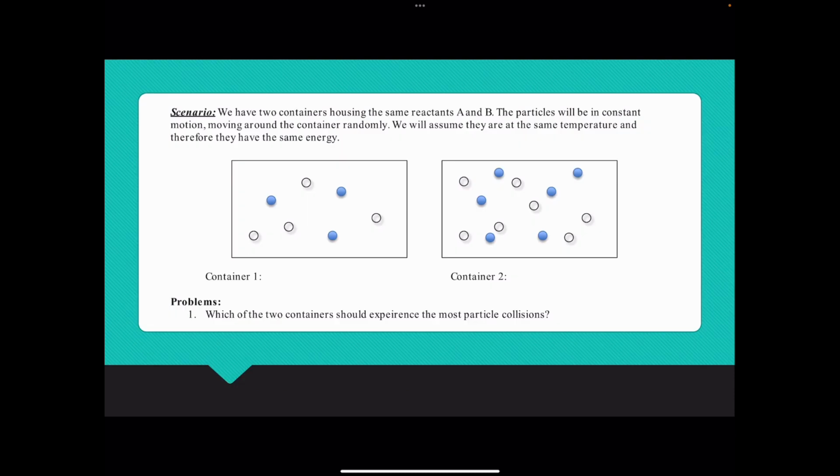So looking at our first scenario, we have two containers housing the same reactants, A and B. The particles will be in constant motion, moving around the container randomly. We will assume that they are at the same temperature and therefore have the same energy. So looking at our first problem, we're asked which of these two containers should experience the most particle collisions. And looking at the difference in the containers, they differ by the number of particles. If we have more particles, we should have more collisions. So it should be container 2.